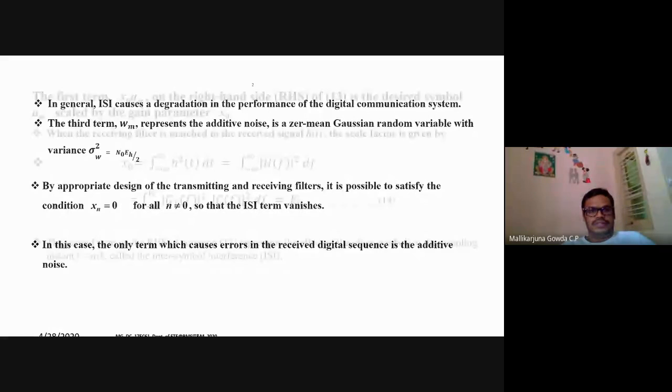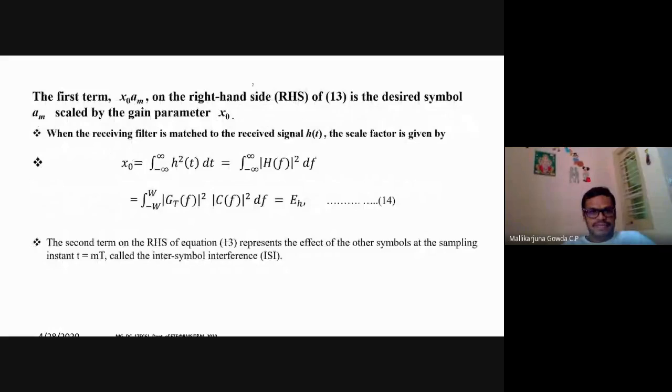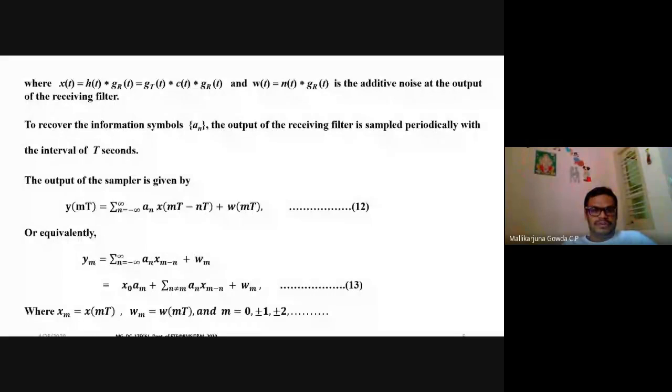In this equation 13, if xn is equal to 0 when n is not equal to 0, then this term will vanish. If I make xn equal to 0, then the output of the sampler will be what? x naught Am plus this Wm. So during that time, the error is only due to this additive noise, I wanted to say.